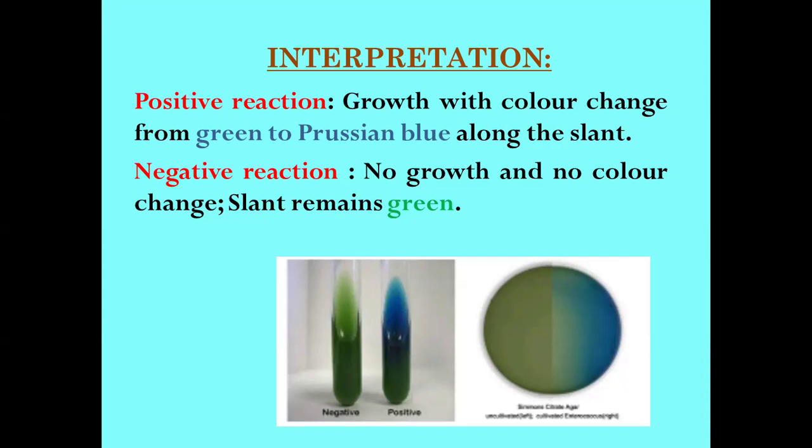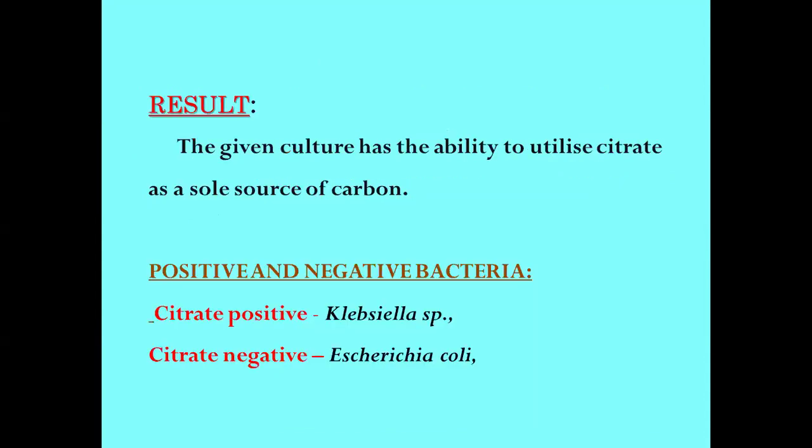When there is no growth, the medium remains the same green color. That indicates the organism doesn't have the ability to secrete the adaptive enzyme citrate permease, so we can confirm what genus the organism is. The given culture can utilize citrate as the sole carbon source if the color changes from green to Prussian blue. An example of a citrate positive genus is Klebsiella, and citrate negative is Escherichia coli. Escherichia coli is positive for both indole and methyl red, and negative for both Voges-Proskauer and citrate utilization tests.